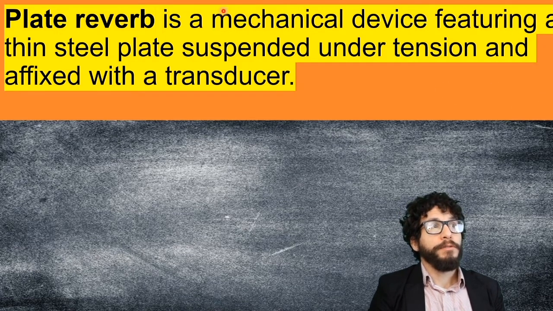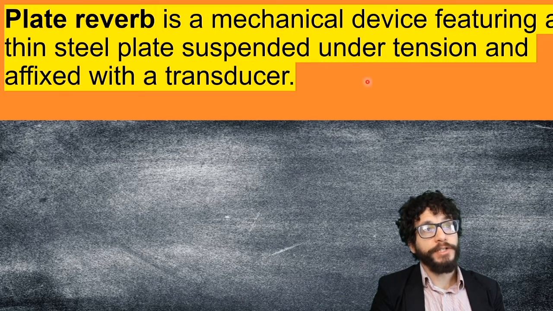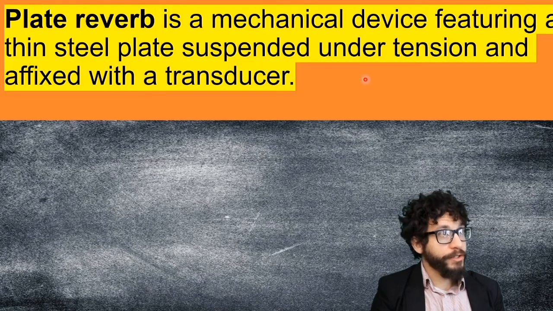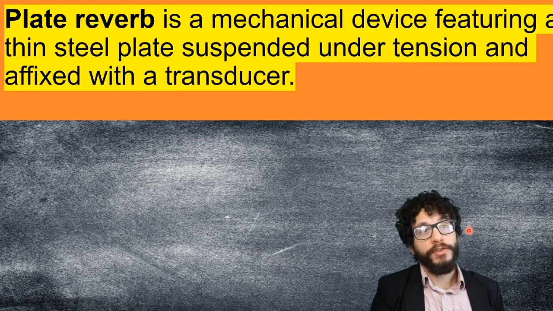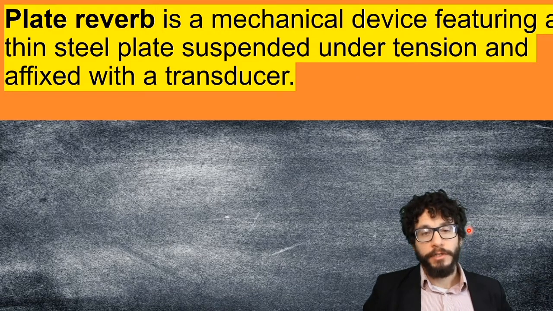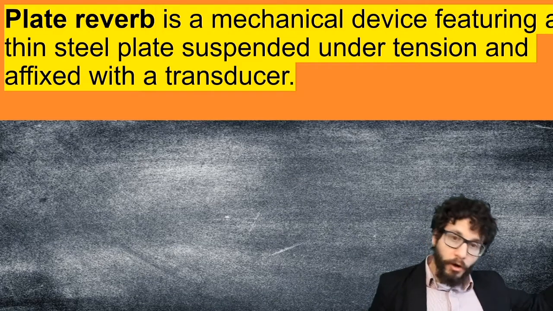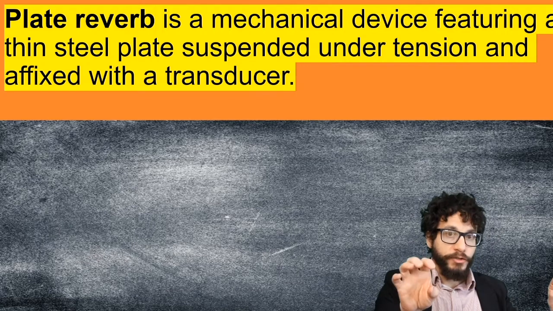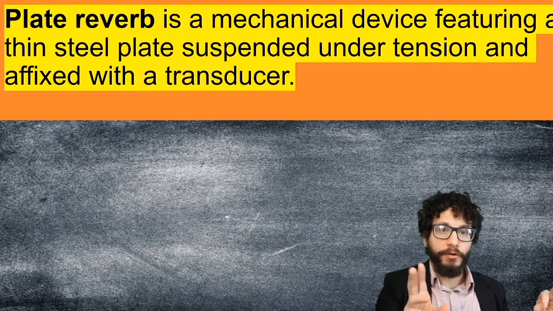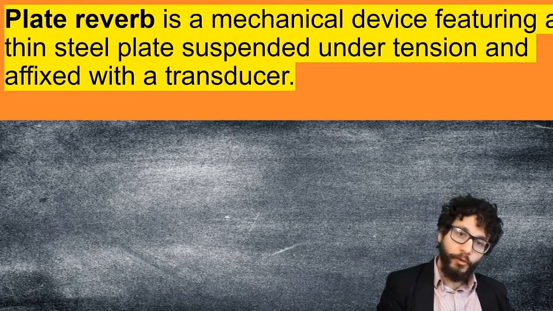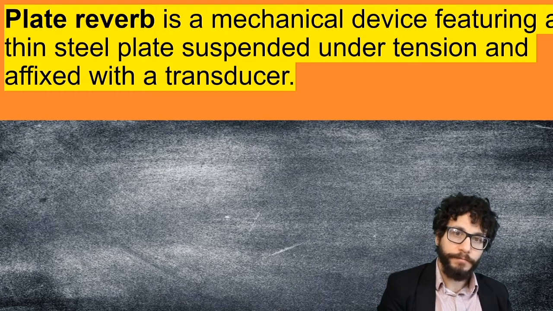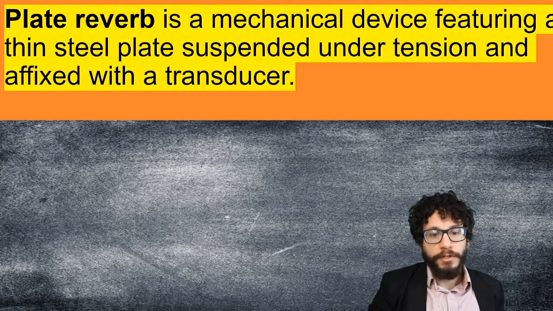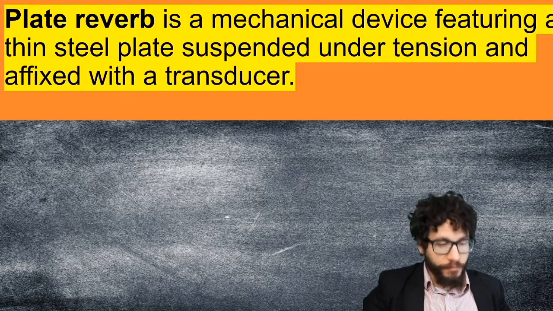Plate reverb is a mechanical device featuring a thin steel plate suspended under tension and affixed with a transducer. Think of a massive piece of sheet metal, something like 5 feet tall by 7 feet long. Affixed to it you have 2 transducers, one that plays the sound into the piece of metal and another one that recaptures the sound. A little contact microphone.